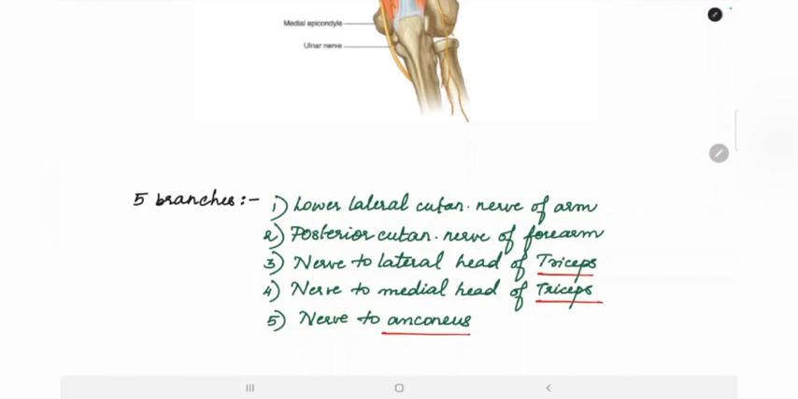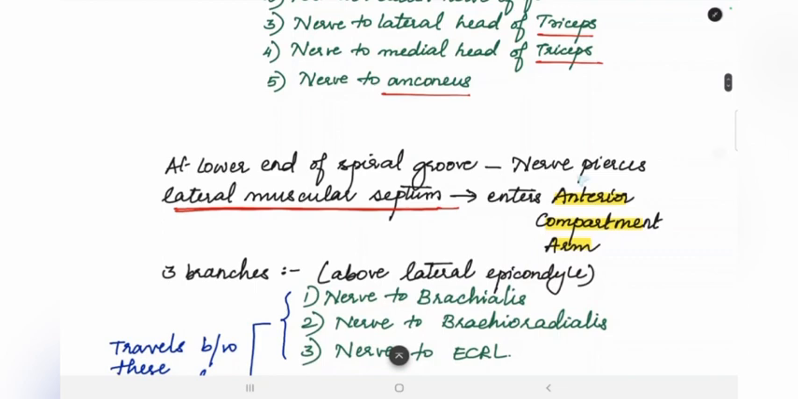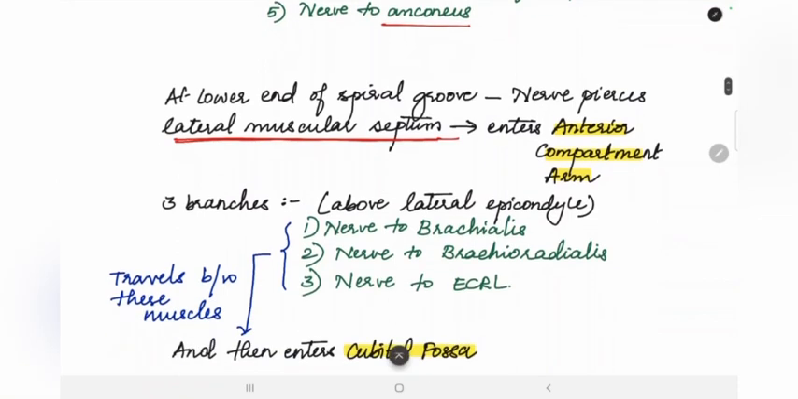Then at the lower end of the spiral groove, the radial nerve pierces the lateral intermuscular septum of the arm, and then it enters into the anterior compartment. Above the lateral epicondyle, it gives off three branches: nerve to brachialis, nerve to brachioradialis, and nerve to extensor carpi radialis longus, to three muscles, brachialis, brachioradialis, and extensor carpi radialis longus.